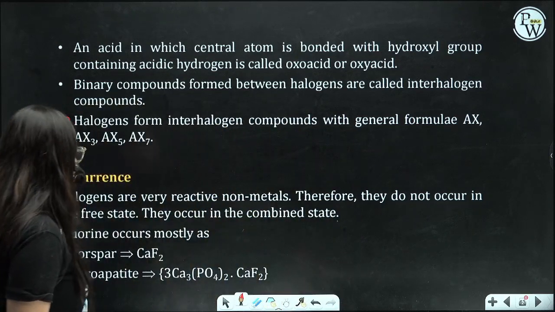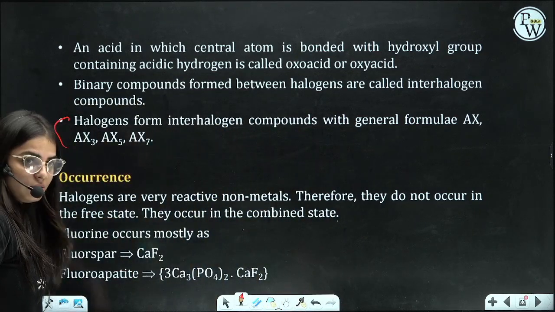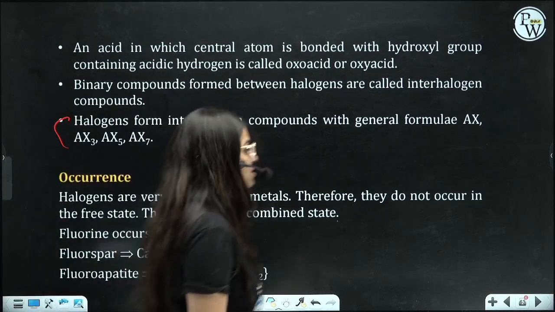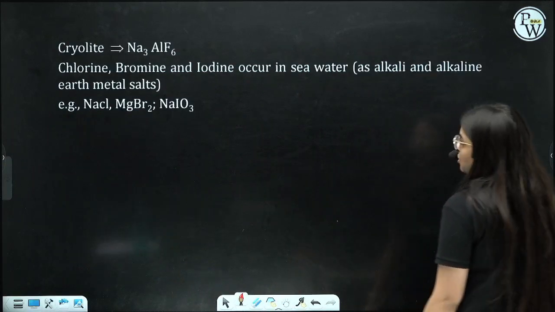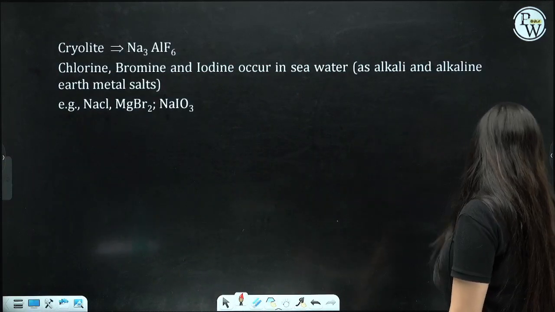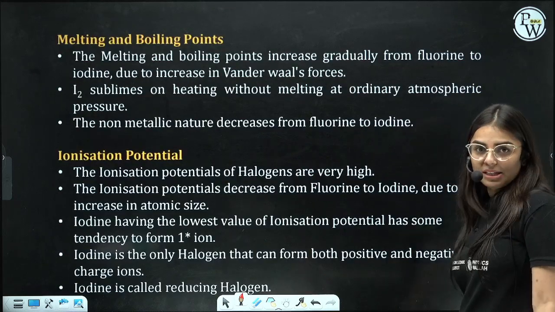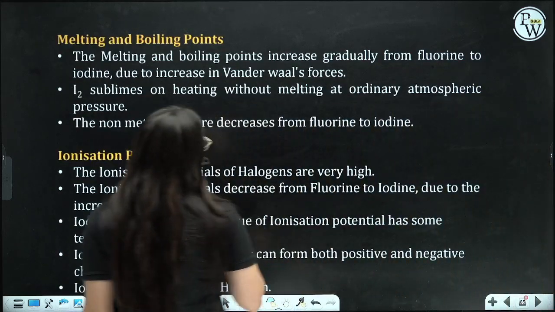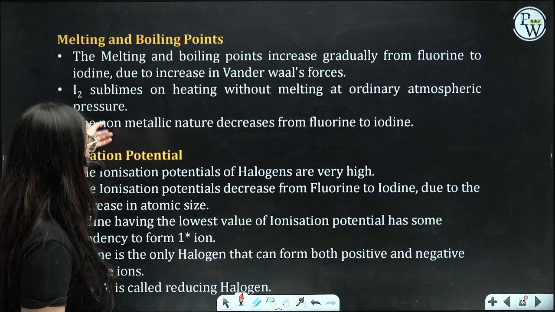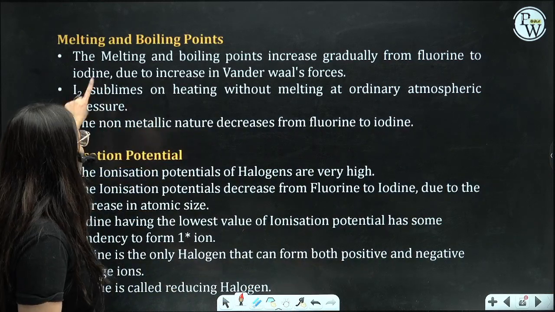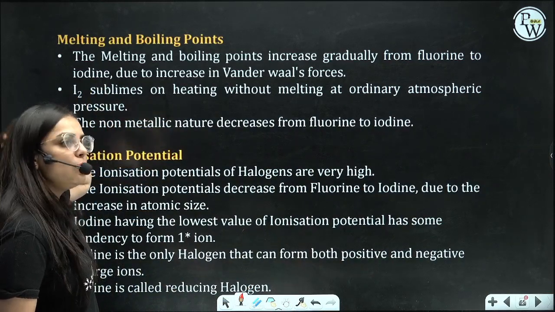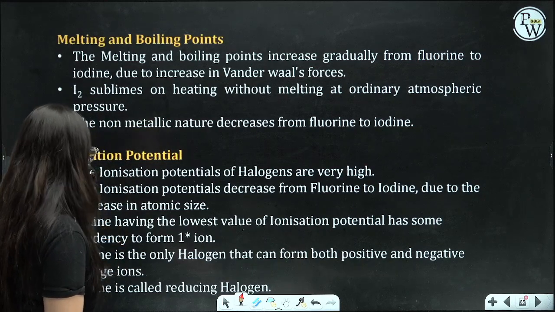Let's talk about the occurrence. They are very reactive non-metals. They don't occur in the free state, they occur in the combined state. Do remember that. Now they have given you some examples. Coming to the melting point and the boiling point, it increases from fluorine to iodine due to increase in the van der Waals forces. I2 sublimes on heating without melting at ordinary atmospheric pressure.